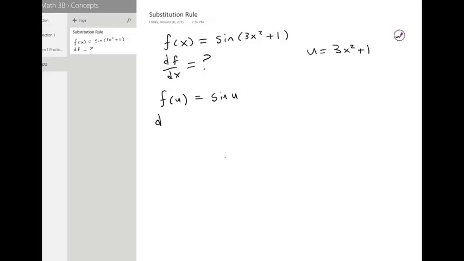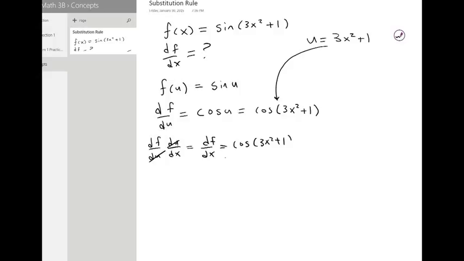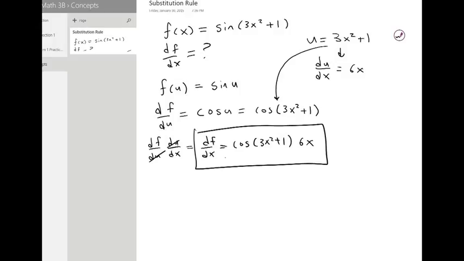From there, we simply take the derivative df du, which is just cosine u, but we want this in terms of x, so we plug our u back in inside the cosine. So df du is cosine of 3x squared plus 1. But we want df dx, so if we multiply df du by du dx, these differentials sort of cancel, and we get df dx. We need du dx, so we look at our expression for u, and we see that du dx equals 6x. So we multiply cosine of 3x squared plus 1 by 6x, and we find df dx.